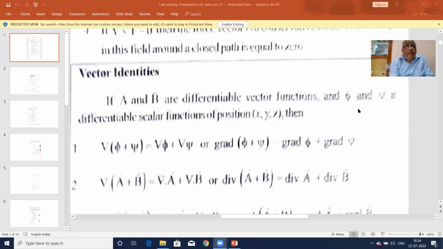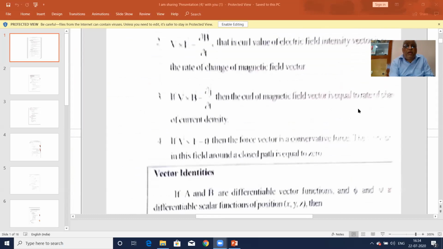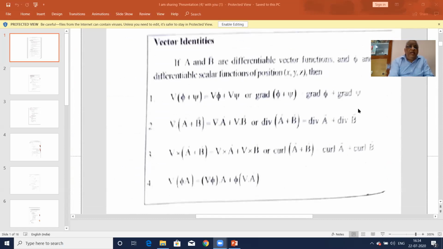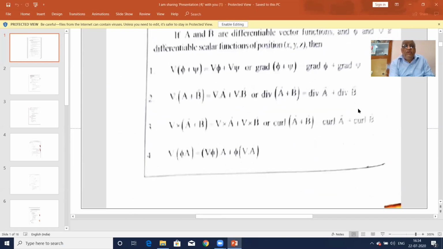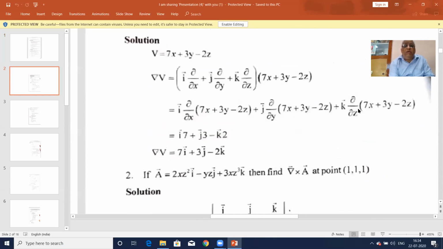Similarly, the third identity we have is del cross (A plus B) is equal to del cross A plus del cross B, or curl of A plus B is equal to curl A plus curl B. Fourth one is del dot phi A, which is equal to del phi dot A plus phi into del dot A. This is the fourth identity we have to prove later.